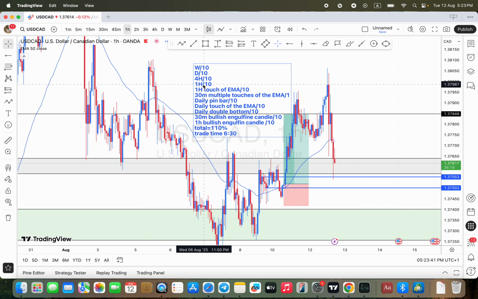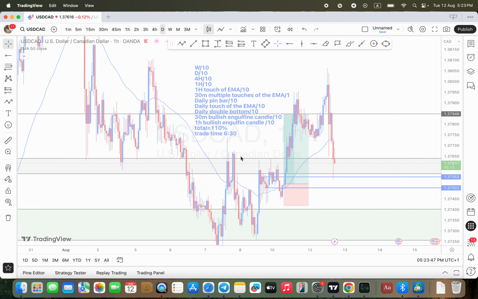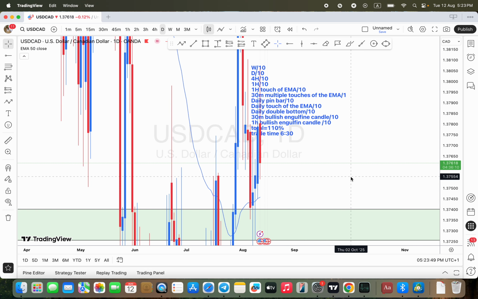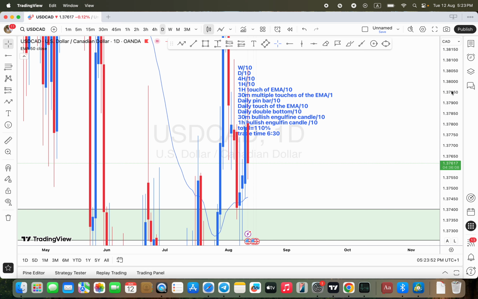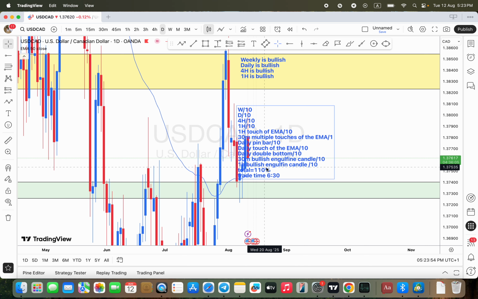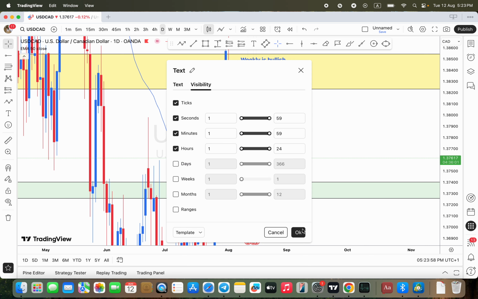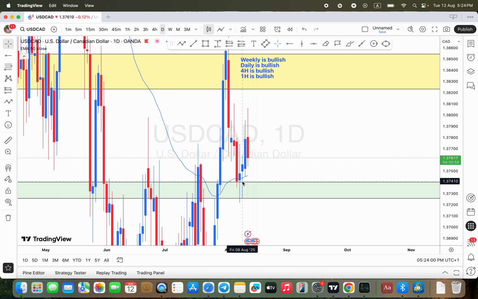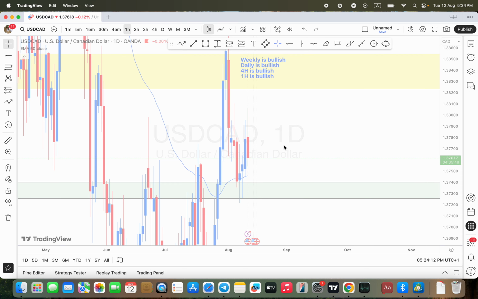Another one is daily. We have a daily pin bar. If I go to the daily chart, you will see a pin bar. Where is the pin bar? Let me just remove this thing from here. This is the pin bar, daily pin bar at the daily support level. Look at it, daily pin bar. Let's go back to the 1 hour chart.